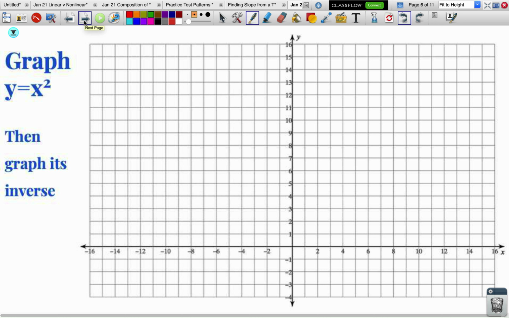All right, so now let's graph y equals x squared and then graph its inverse. So hopefully we remember this graph, but if you don't, it starts at the origin. 0 squared is 0, 1 squared is 1, 2 squared is 4, 3 squared is 9, 4 squared is 16. And these graphs are symmetrical over the y-axis. All right, so I'll do my best to connect this up. This is the graph of y equals x squared.